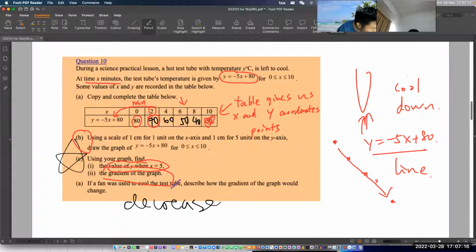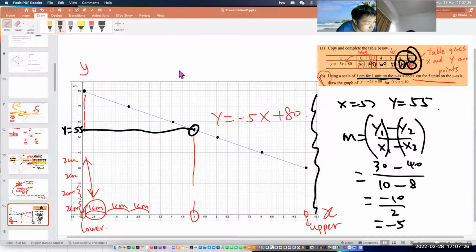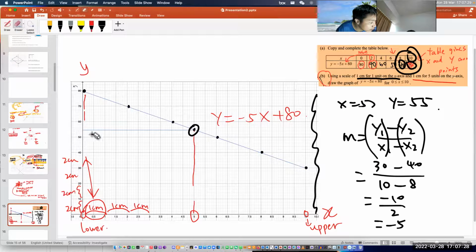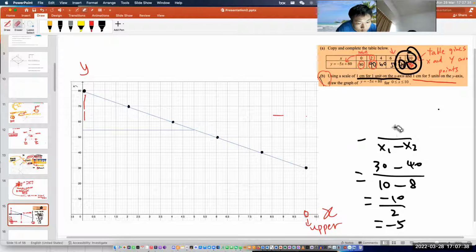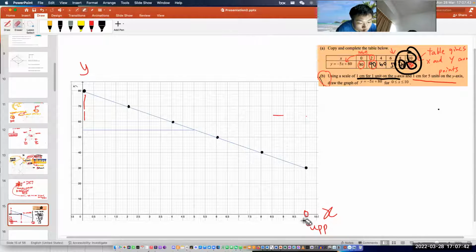If a fan was used to cool the test tube, describe how the gradient of the graph would change. Decrease? No, one word is not enough to describe. Actually, this is a very interesting question. So what do you think? If you have a fan to help you cool the test tube faster, right? Basically, that's the chemical reaction. It will cool the test tube faster, right? With a fan. So cool the tube faster.